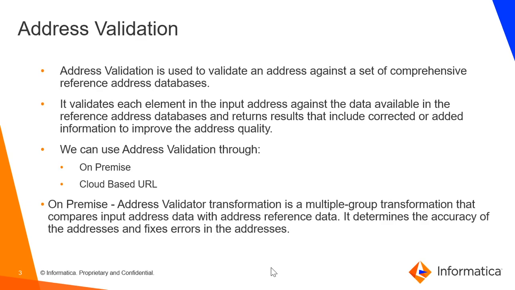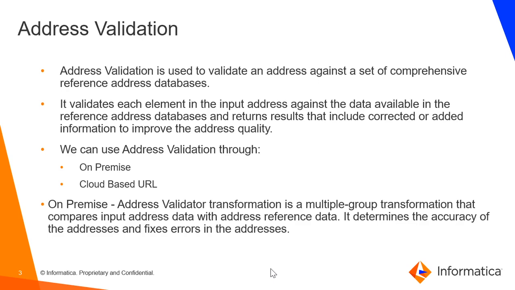Address validation is an Informatica feature which is used to validate an address against a set of comprehensive reference address databases. It takes input as an address and will validate whether that address is actually valid or not, and will return match scores or resolution codes against the degree of accuracy of the address. We can use address validation either through the on-premise address validator transformation in the developer tool or through the cloud-based URL.